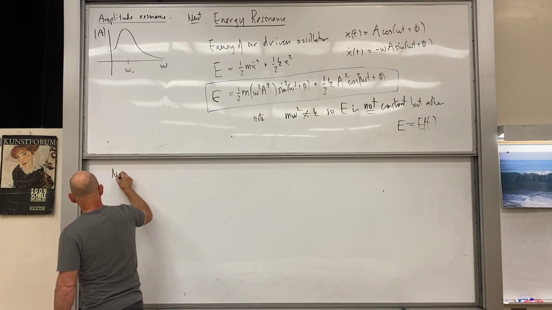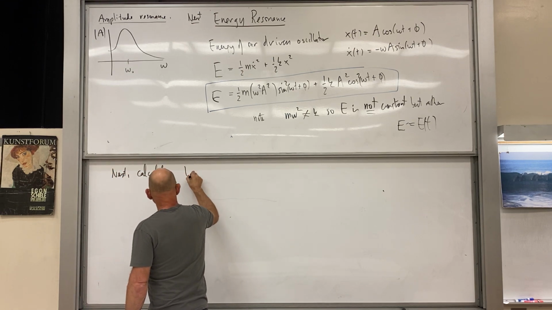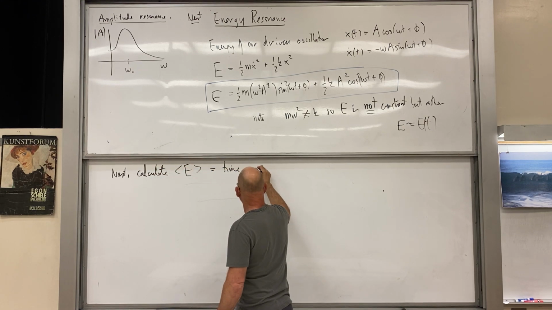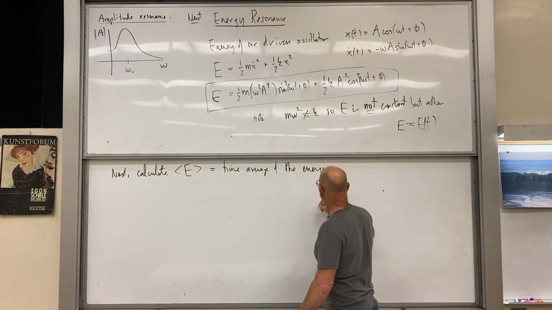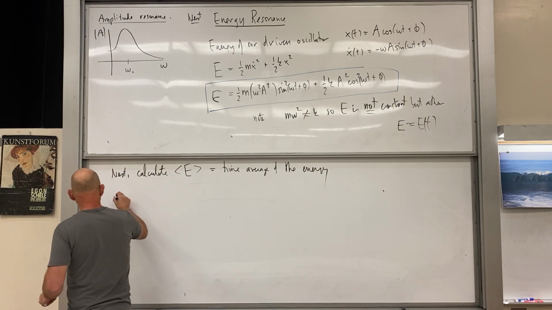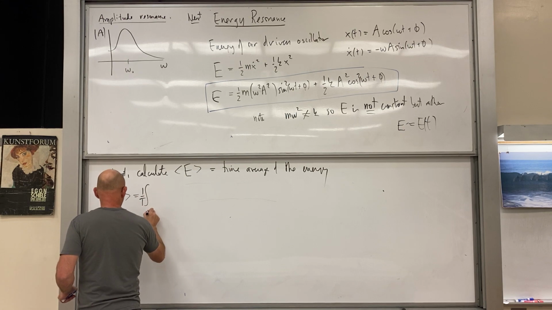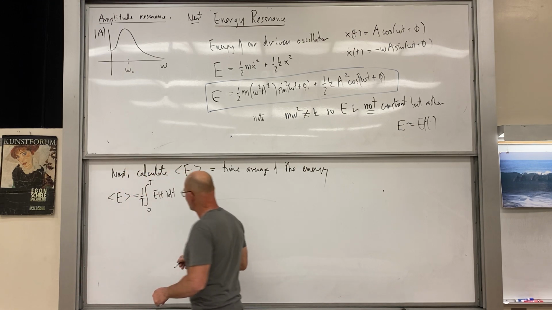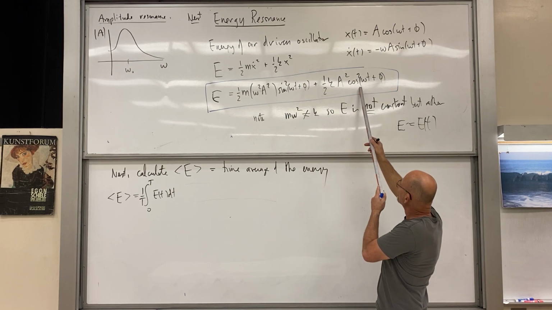So next, let's calculate E, pointed brackets, which is the time average of the energy. So the time average of the energy, we have 1 over period, 0 to period, E of t dt. Okay. That's what we want to calculate. And to do that, we need the time average of sine squared and cosine squared.